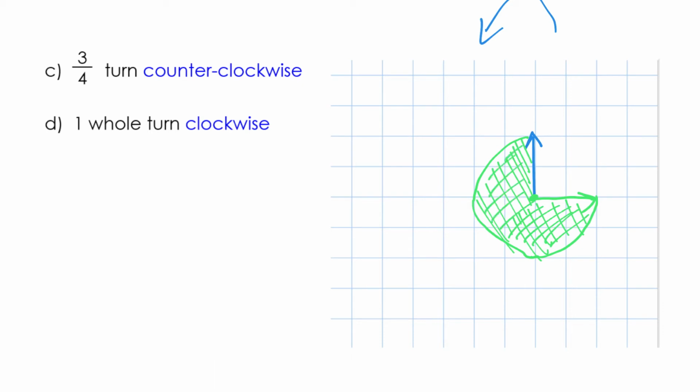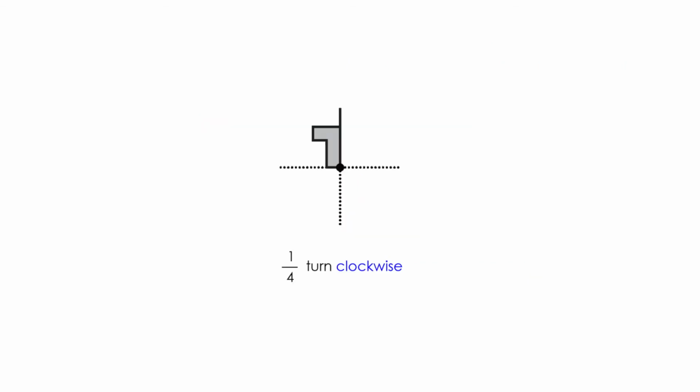there's your 3/4. And for a whole turn clockwise, you're starting here, here's your point P, and you're literally just going 1, 2, 3, 4, and you end up right where you started. So whenever it says a whole turn, it's right where it started.